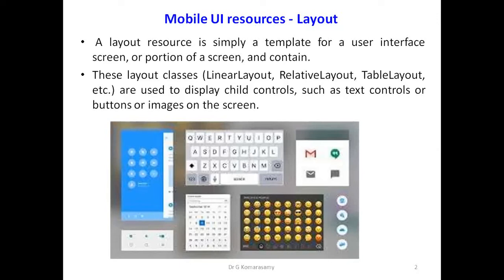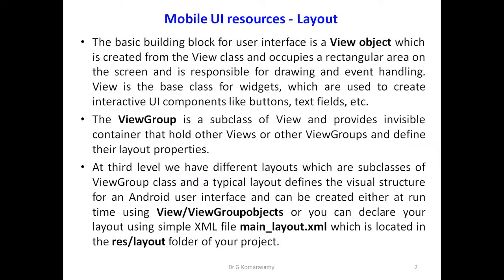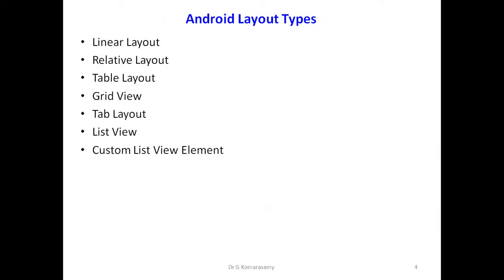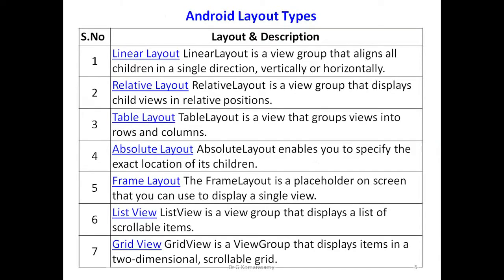Okay, these are all the different layouts. Okay, we will see. So this is all about it already. This is the theory of layout. These are all the types of layout managers: linear layout, relative, table, grid, tab layout, list view, and custom list view elements. So we'll see one by one. Of course, in our examples, we saw different types of layouts. So these are some of the definitions for each layout.